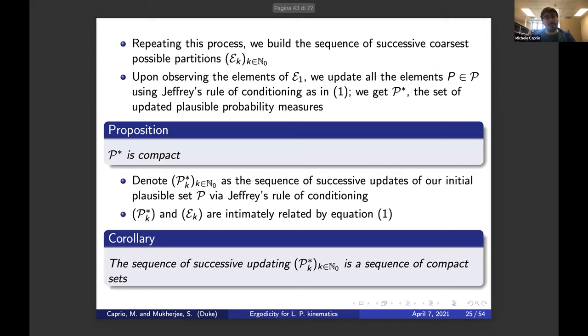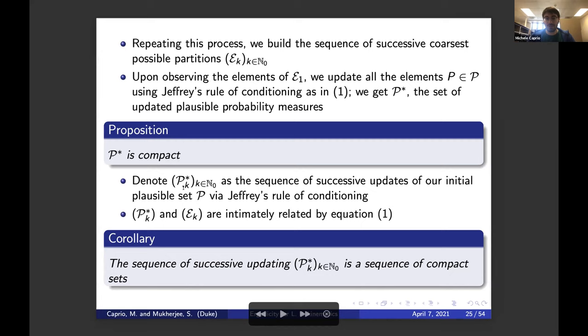Repeating this process, we build the sequence of successive coarsest possible partitions. And upon observing the first element of this sequence, we update every element in the set of plausible prior probability measures using Jeffrey's rule of conditioning. And therefore, from calligraphic P, we get calligraphic P star. The first thing we discover is that Jeffrey's update preserves compactness. We then call P star K the sequence of successive updates of our initial plausible set.